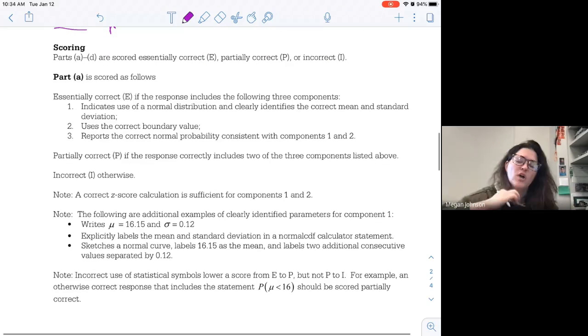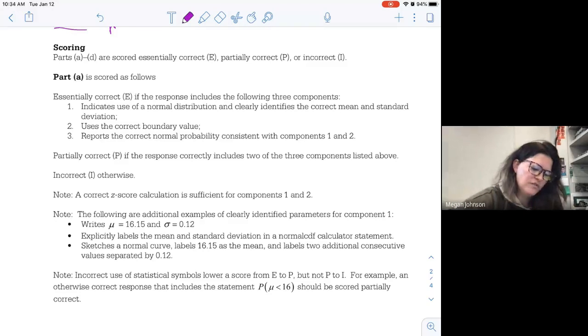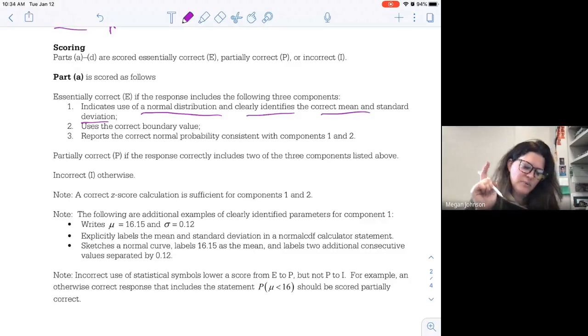We'll talk about the scores. So 4 parts, A, B, C, D. Each part is going to be 1 point. You get 1 point for an E, you get a half point for a P, and you get no points for an I, and then you just add your score up at the end. So for part I, it says it's essentially correct if the response includes the following 3 components. Indicates the use of a normal distribution. That's what we talked about with that opening statement. Clearly identifies the correct mean and the correct standard deviation. It doesn't explicitly say this, but they want context. Put it in context. Okay, so that's your first component.